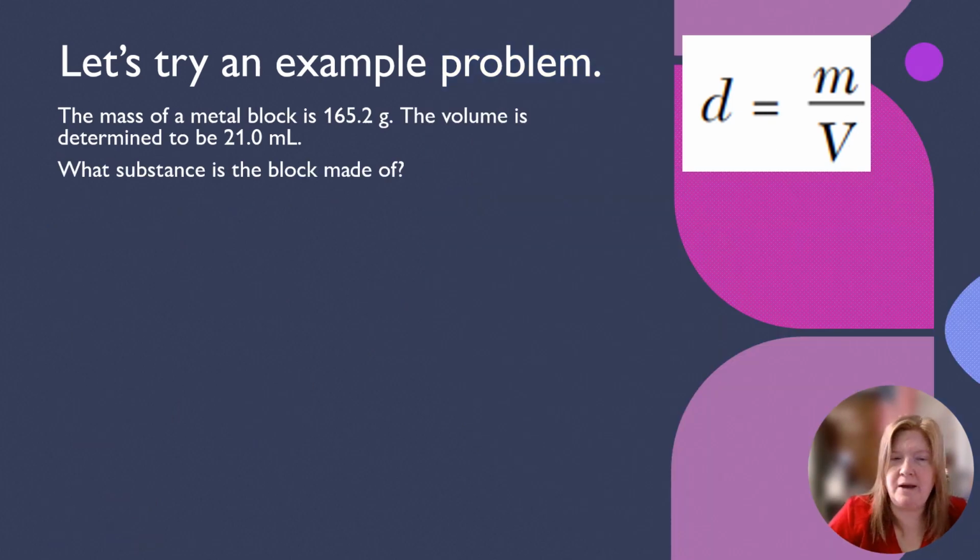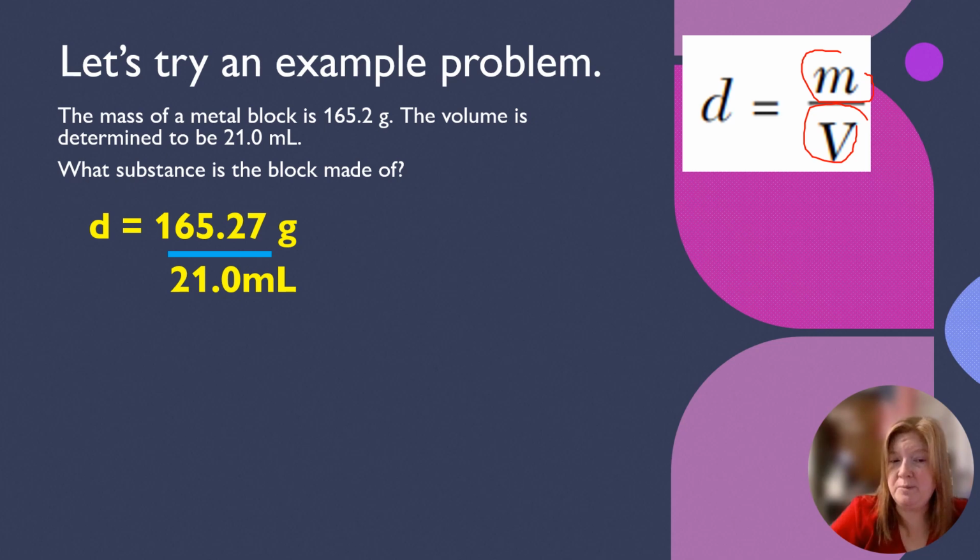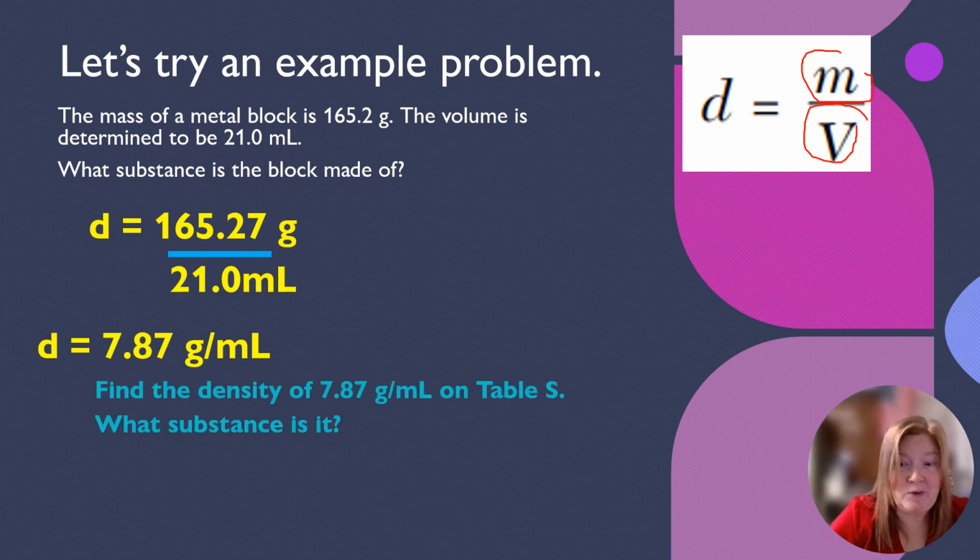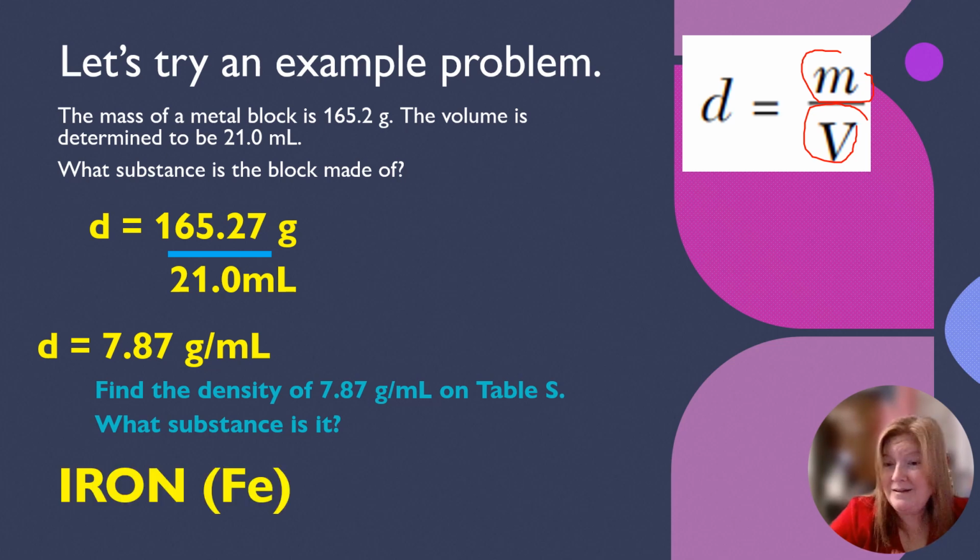All right, let's try another problem. The mass of a metal block is given. The volume is determined to be given. What substance is it made of? Well, I know that density is unique for each substance, so maybe I should find the density first. So plug those numbers in, and this is simple. I don't have to put that over 1 because I just divide those numbers and I get this. But the question didn't ask me for density, it said what substance is it, right? So how do I do that? Well, I look up 7.87 on table S and I found out what substance it is. It's iron, or Fe. Notice the e is lowercase.